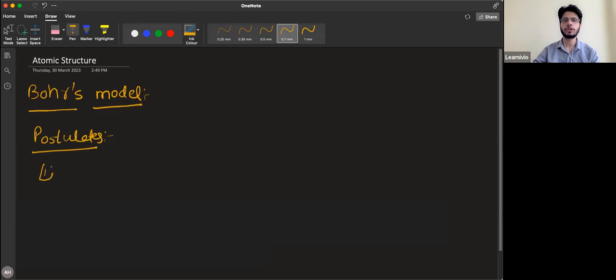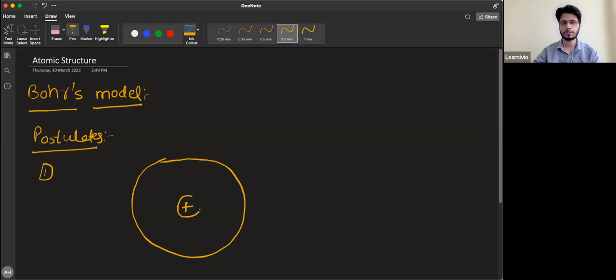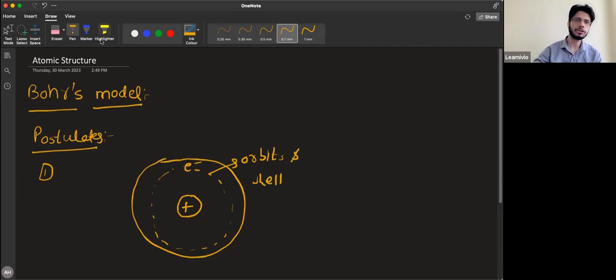The first postulate is: in an atom, if this is the nucleus, then electrons revolve in certain fixed orbits, and those orbits are also known as shells. An important thing about the orbit is that when electrons are revolving in a particular orbit, they will neither gain nor lose energy.